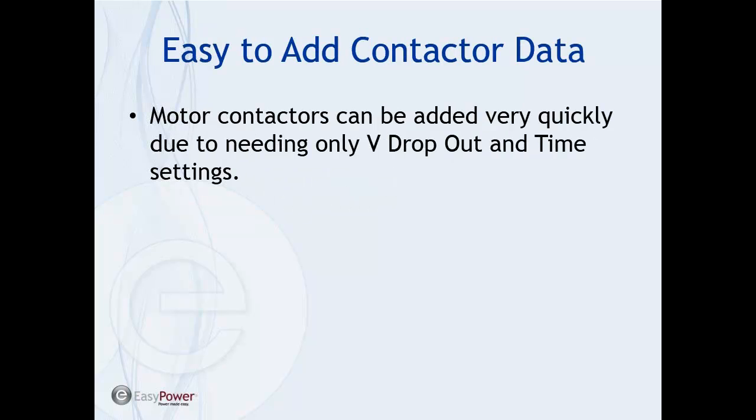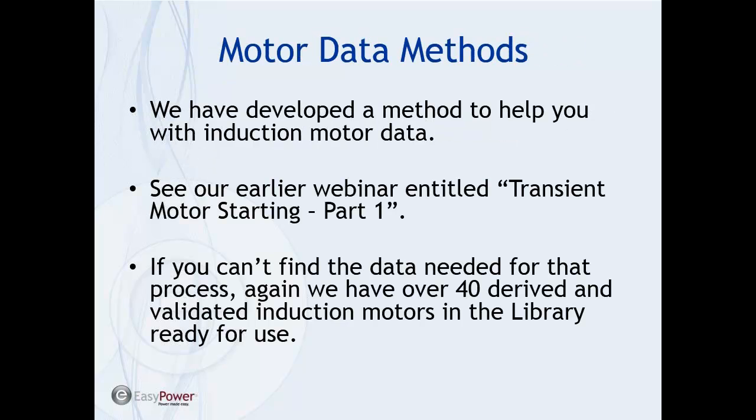Contactor data for motors. These are some of the simplest settings. You can add these very quickly. All you need is a dropout time and how long before it drops out in its setting. Motor. Now, we've kind of already handled this in a previous webinar.